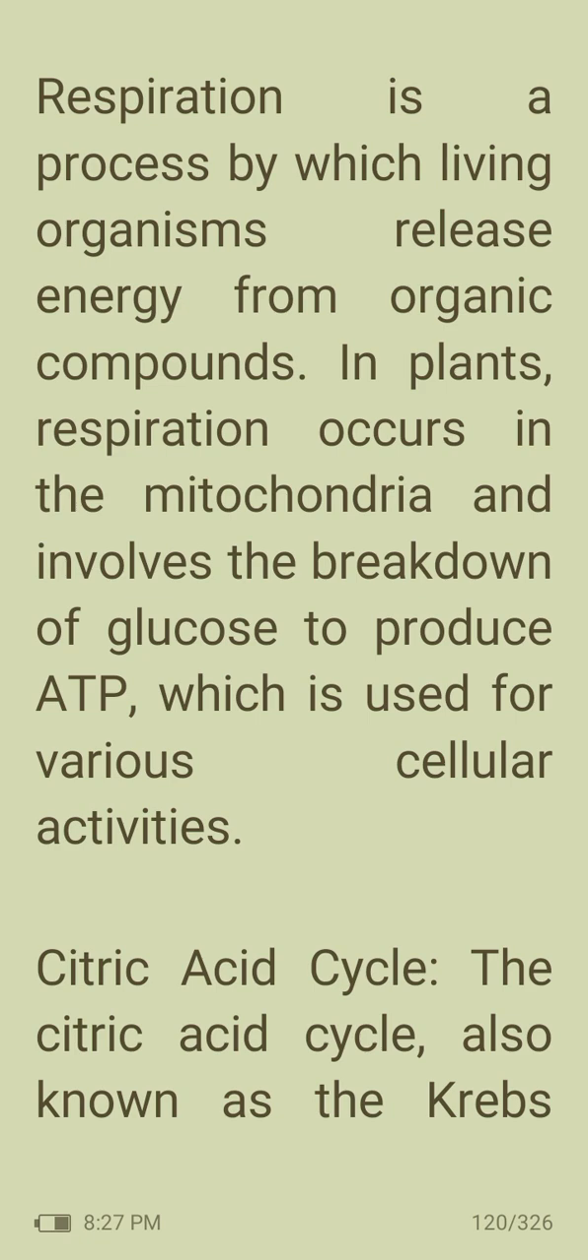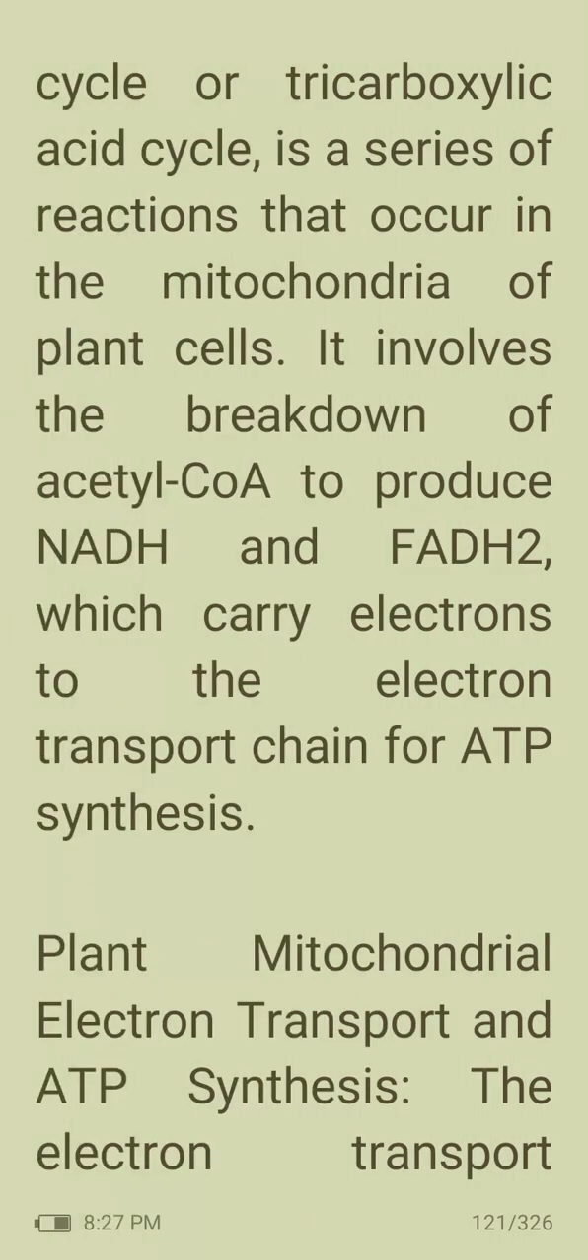The citric acid cycle, also known as the Krebs cycle or tricarboxylic acid cycle, is a series of reactions that occur in the mitochondria of plant cells. It involves the breakdown of acetyl-CoA to produce NADH and FADH2, which carry electrons to the electron transport chain for ATP synthesis. Plant mitochondrial electron transport and ATP synthesis.